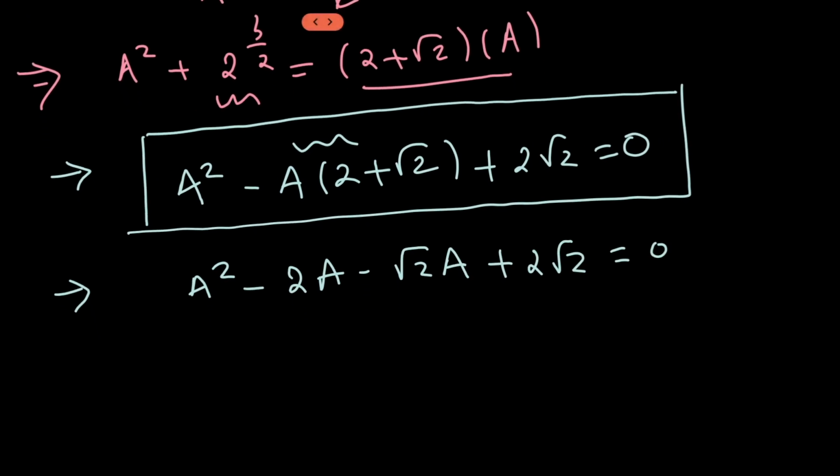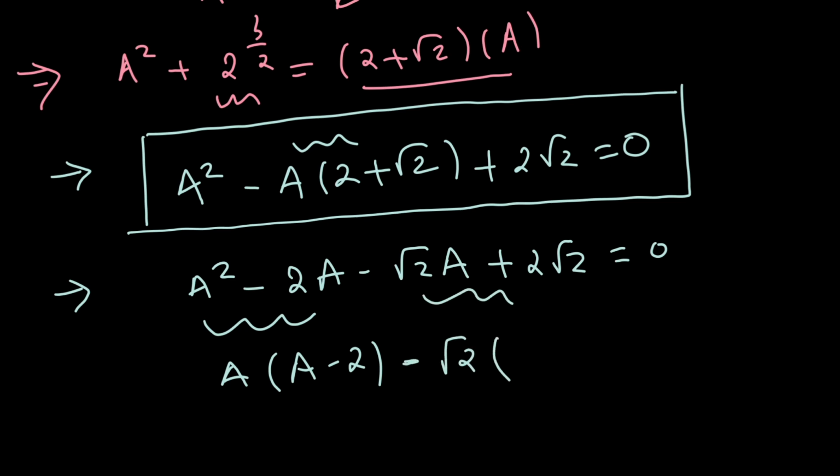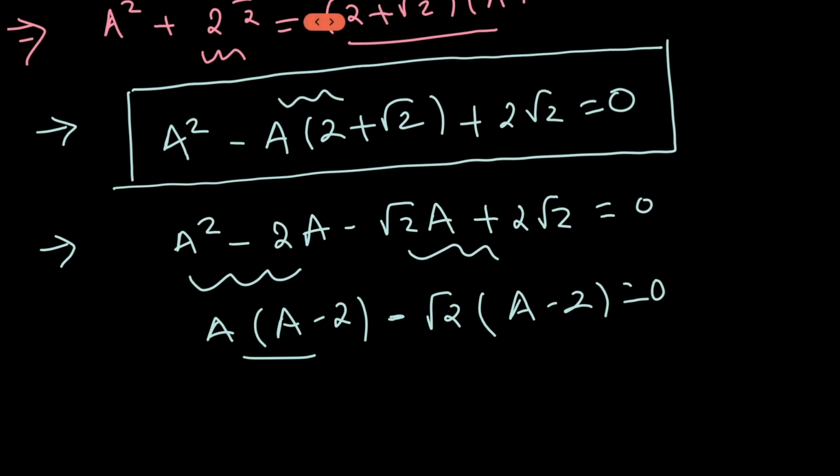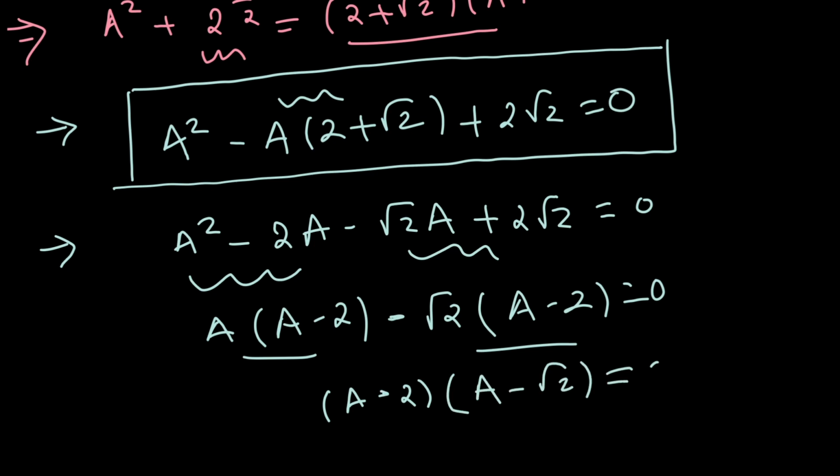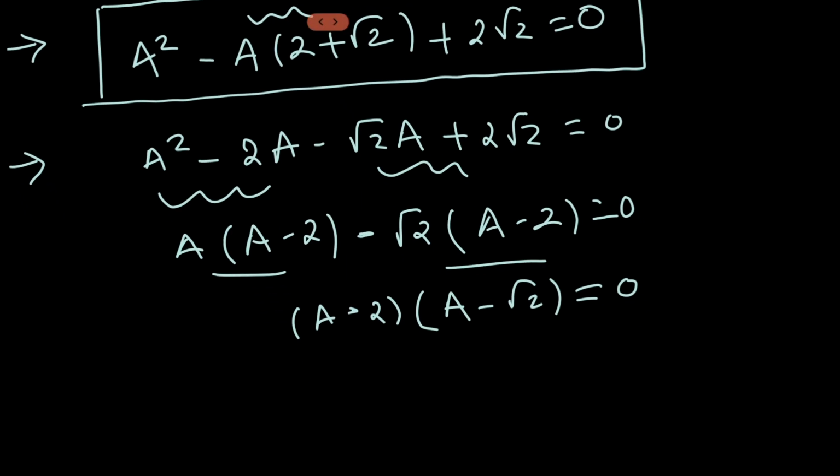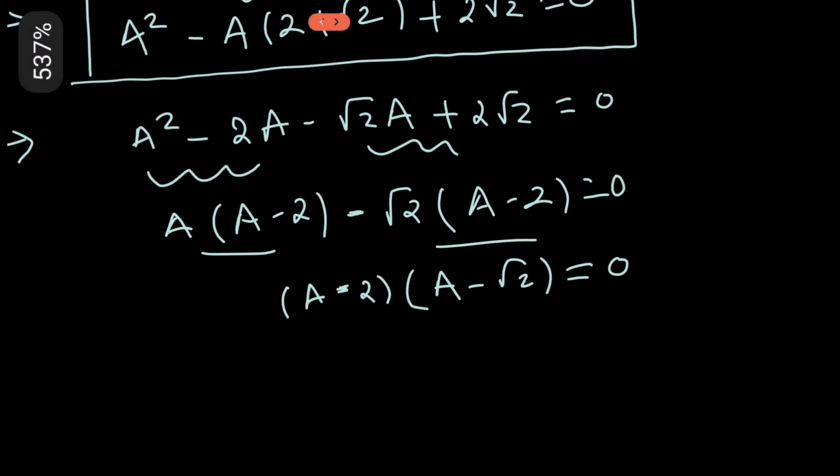Now what I can see, from these two terms I can take a common, so inside the bracket a minus 2. From these two terms I can take negative square root of 2 common, so inside the bracket a minus 2 equals 0. Now from these two terms I can take a minus 2 common, so the other bracket will contain a minus square root of 2, and this finally equals 0. So now we have the product of these two brackets equals 0. So either this bracket equals 0 or this bracket equals 0.